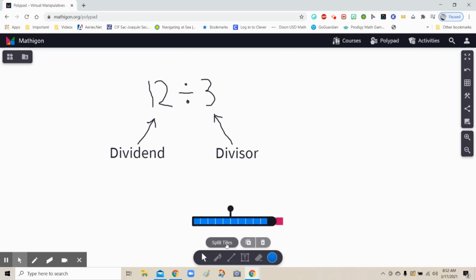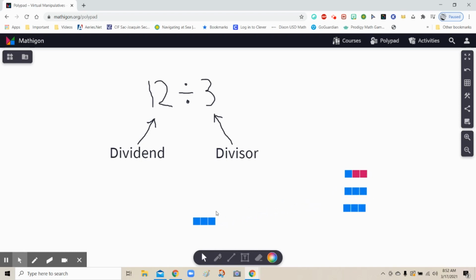That means that we want to take the dividend, we're going to take 12 things, and see how many groups of 3 we can make. So for example, there's a group of 3. Here's another group of 3. There's another group of 3. And there's another group of 3. The answer to 12 divided by 3, really, when we divide, is how many groups of 3 can I make if I have 12 things? If you look at this, we made 4 groups.